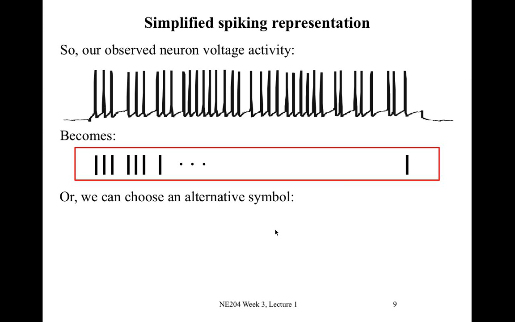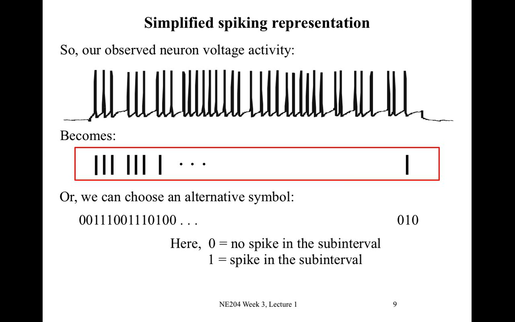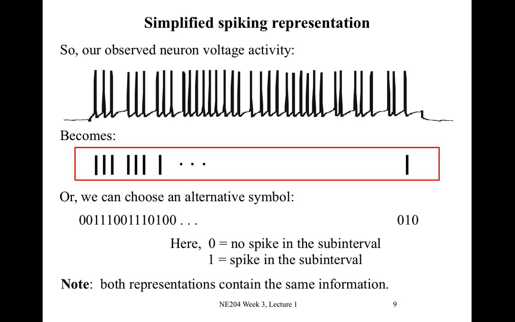Or we could choose an alternative symbol. We didn't have to use these tick marks. We can use zeros and ones, where a 0 indicates no spikes in a subinterval, and a 1 indicates we observe a single spike in a subinterval. So notice that both of these abstract representations contain the same information. The tick marks, as drawn here, or the zeros and ones, as drawn in the second line, both indicate the intervals, these tiny subintervals, where a spike occurs.